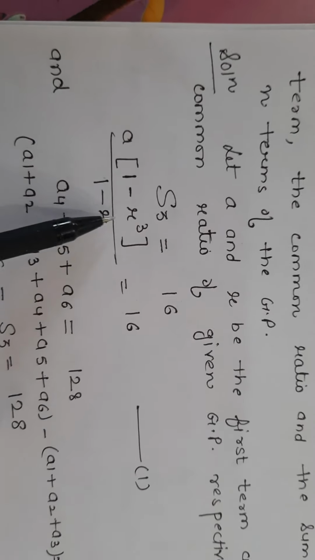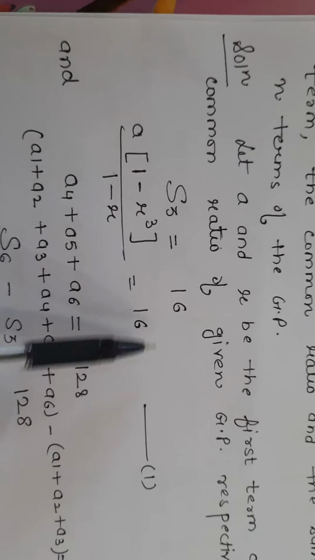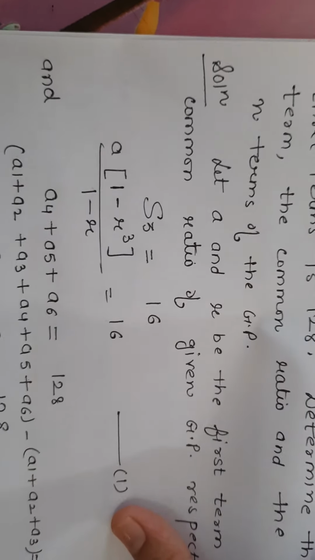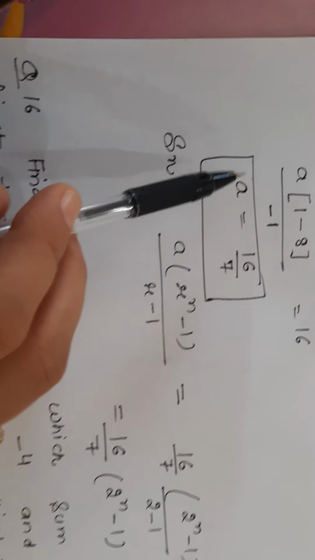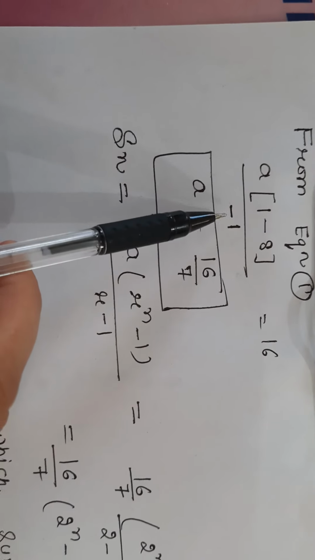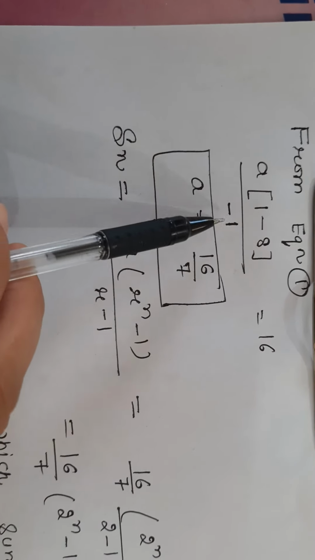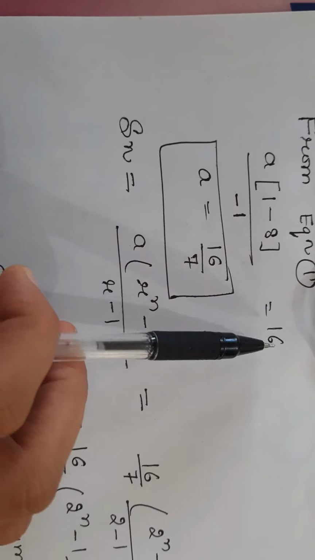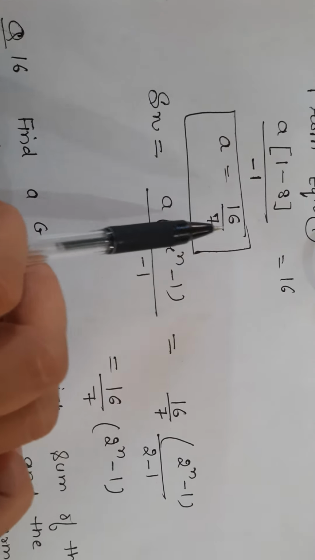Now we are going to have R is 2. I am going to put the value of R in this equation. If you put R is equal to 2 here, you will get this A into 1 minus 2 cube, that is 8 upon minus 1. So this is minus 7 upon minus 1 will be plus 7. So you are going to have 7A is equal to 16, or A is 16 by 7.